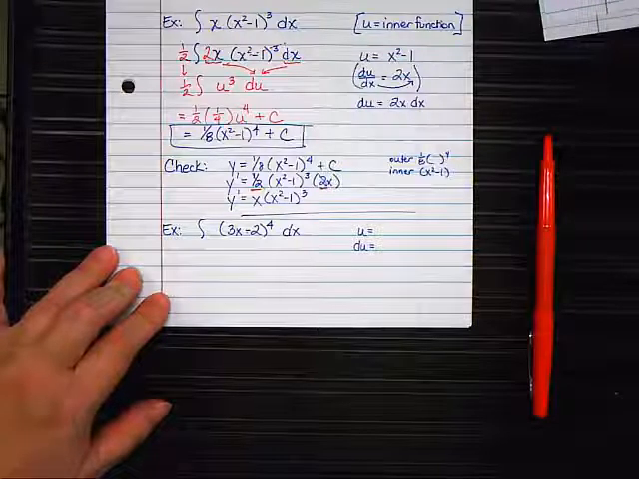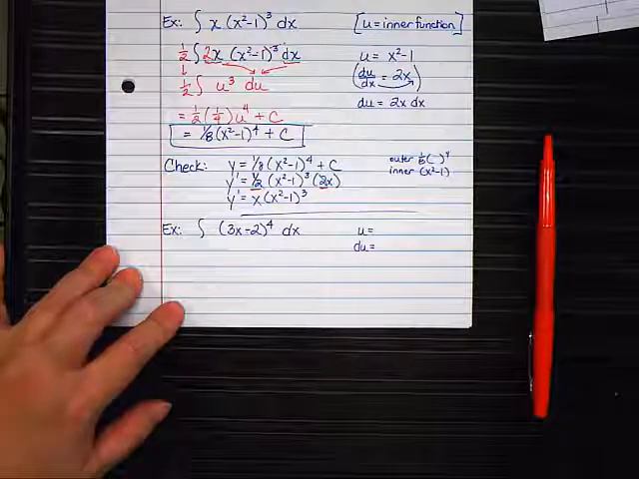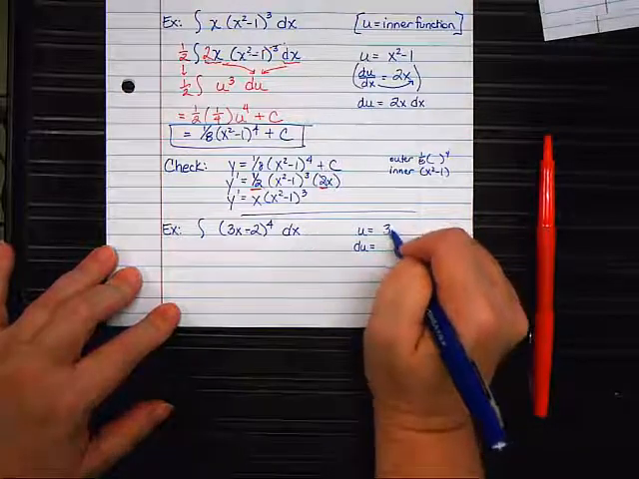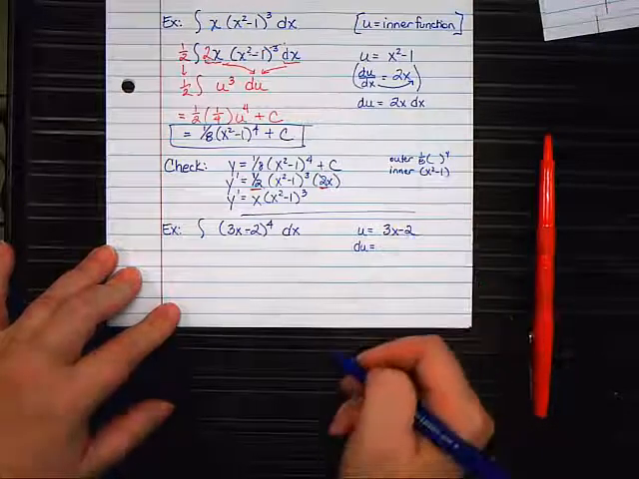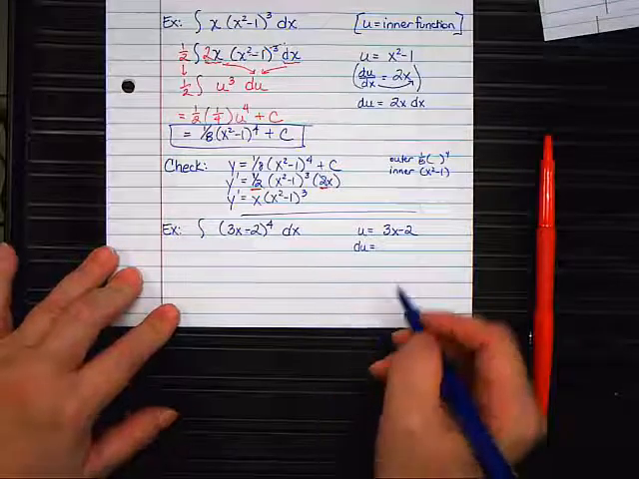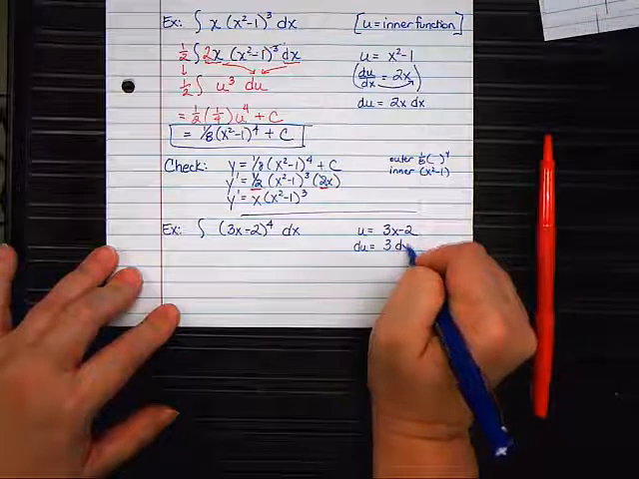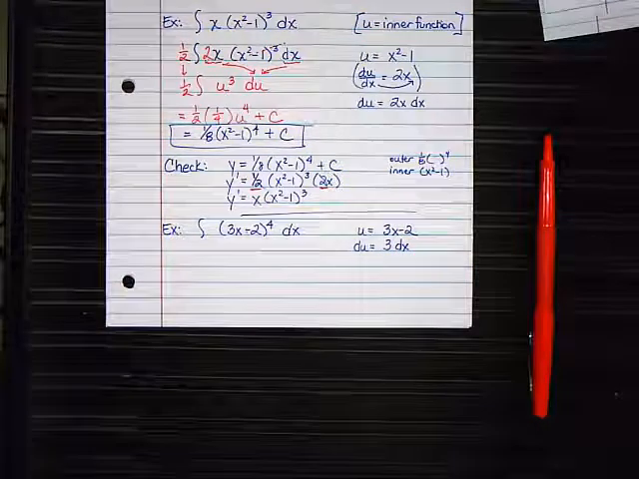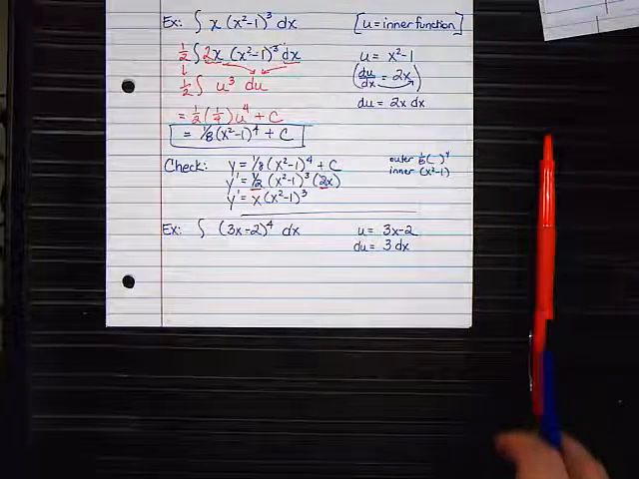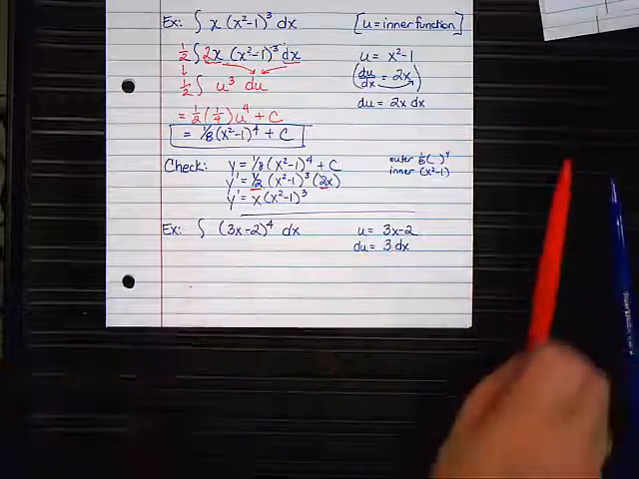Remember that u is defined to be the inner function. What's the inner function that you see? 3x minus 2. Okay, what is du? 3dx. You've got to write the dx on there. So you just take the derivative of 3x minus 2.